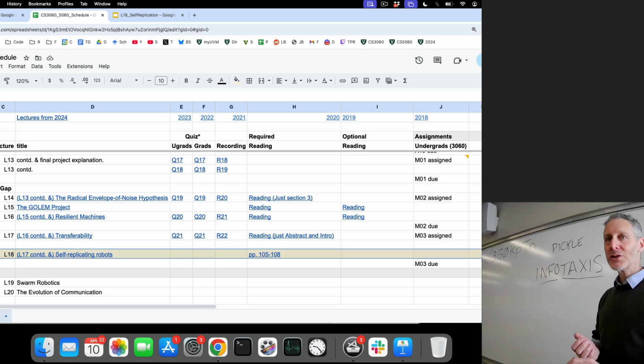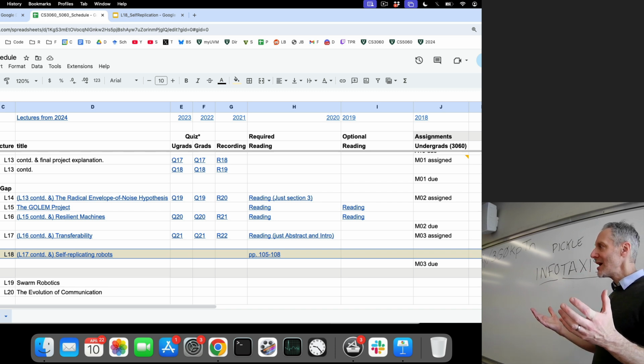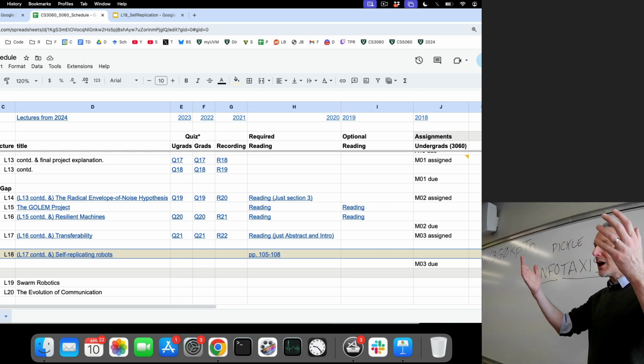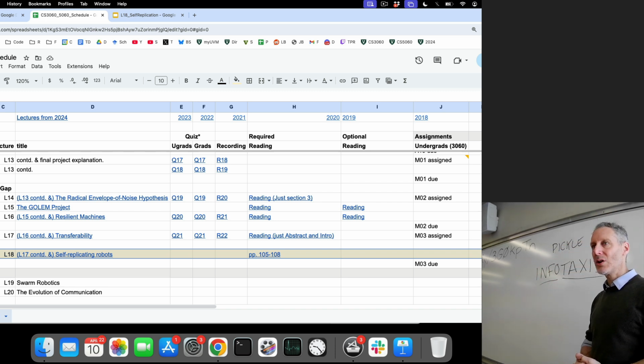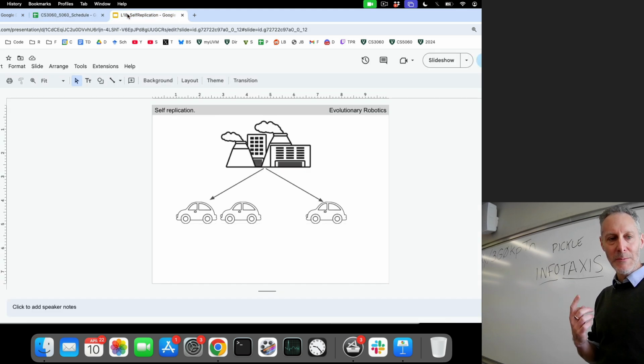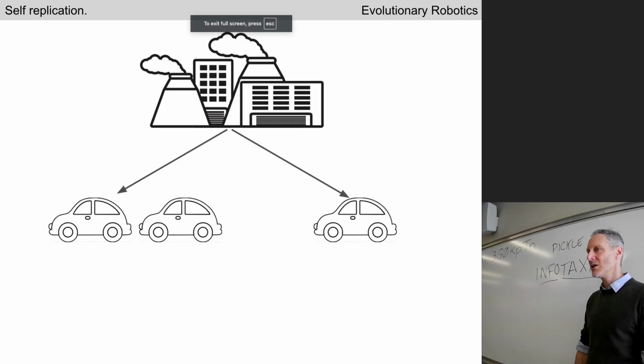How does Mother Nature solve this problem? Mother Nature creates machines which do a lot of amazing things in the real world to survive long enough to produce copies of themselves. Very, very difficult to do with robots so far, but it is certainly something that people have been thinking about for a very long time.